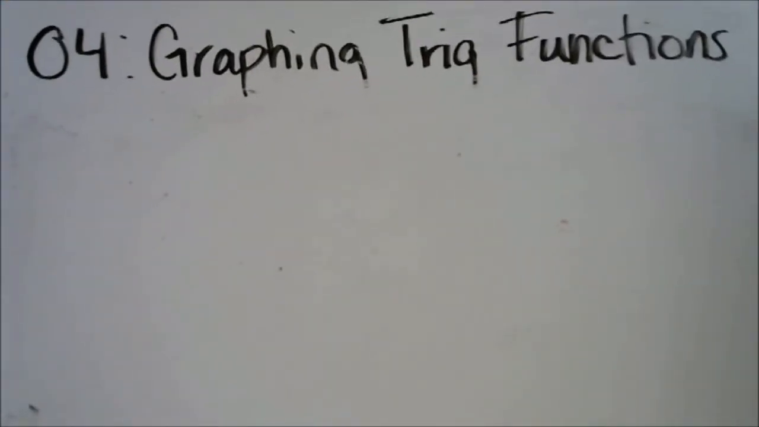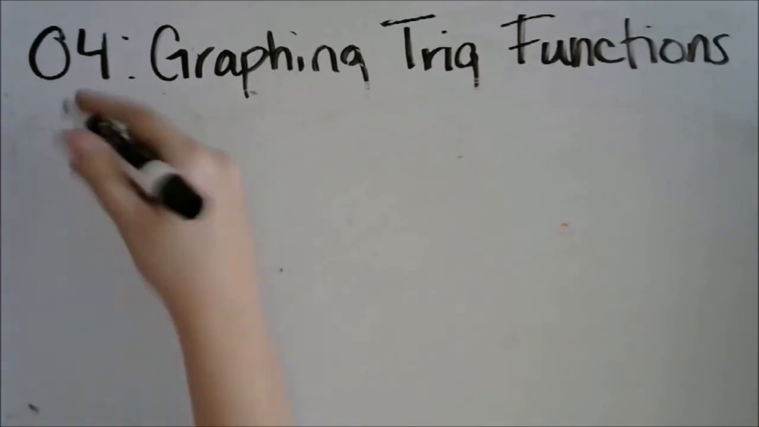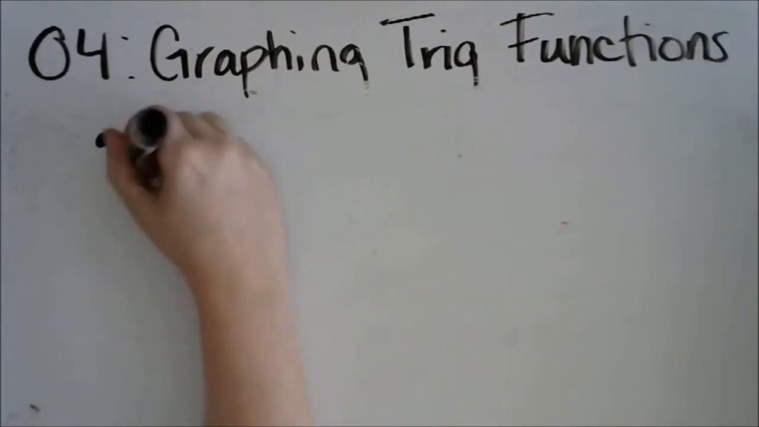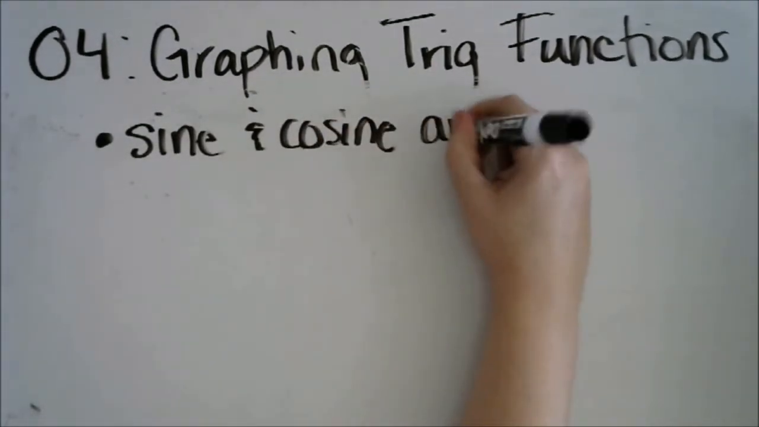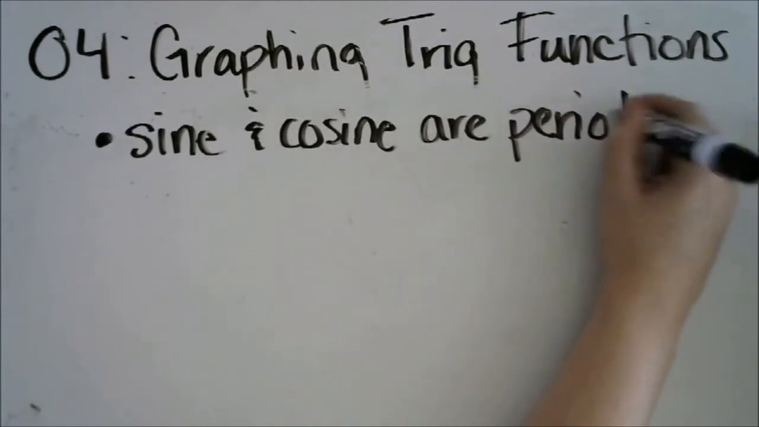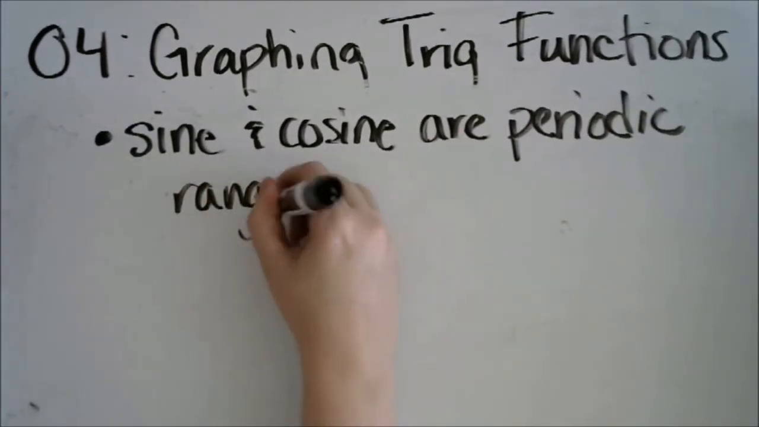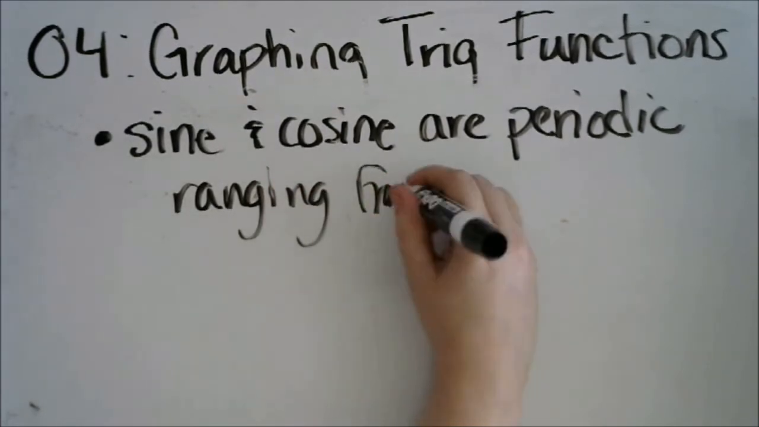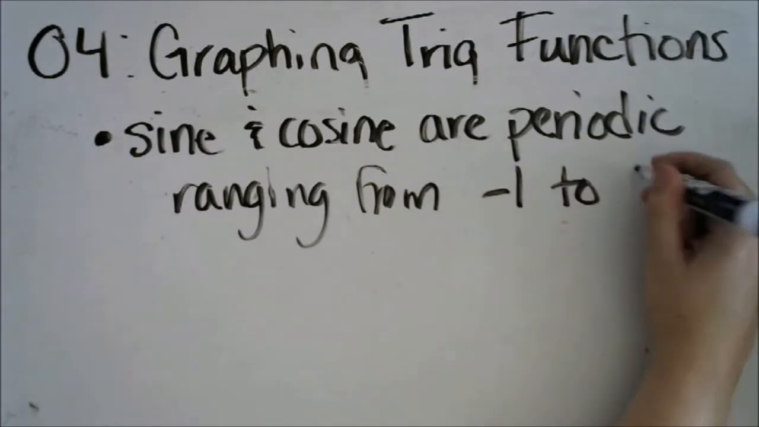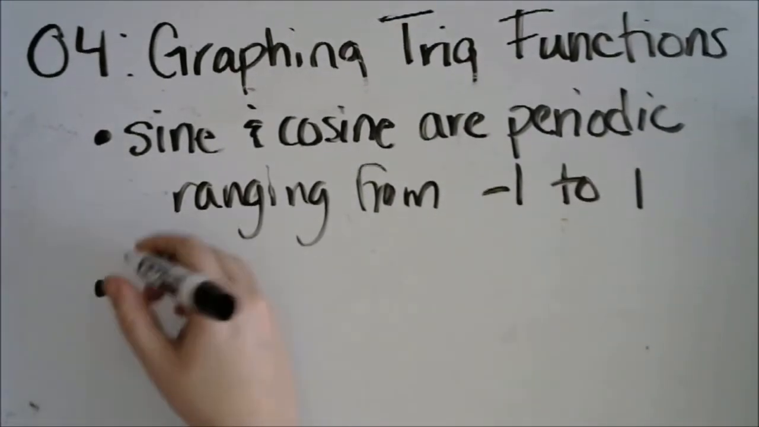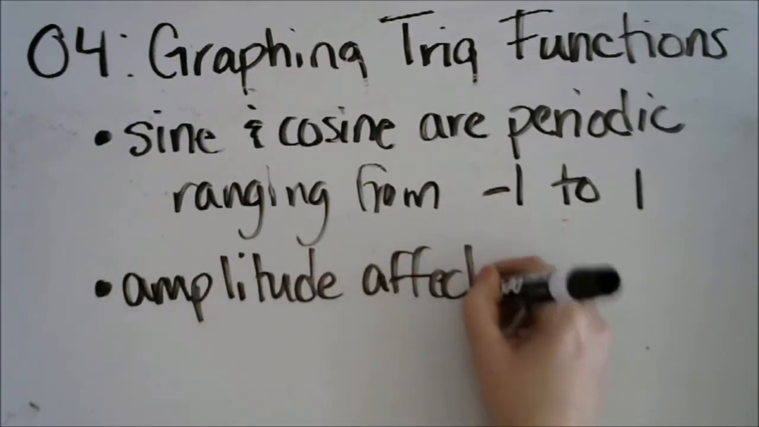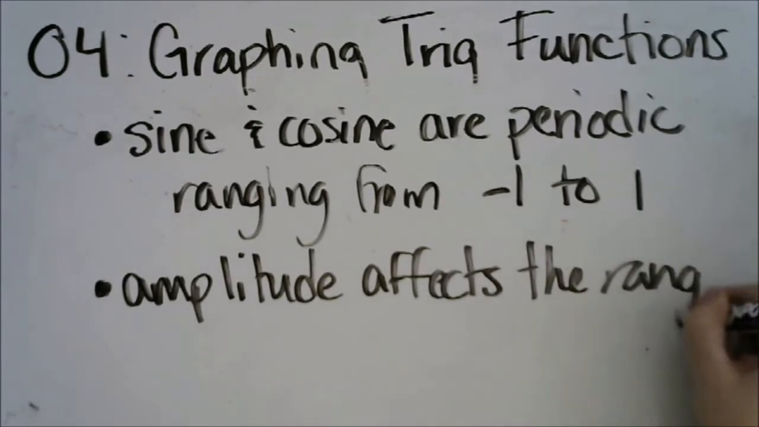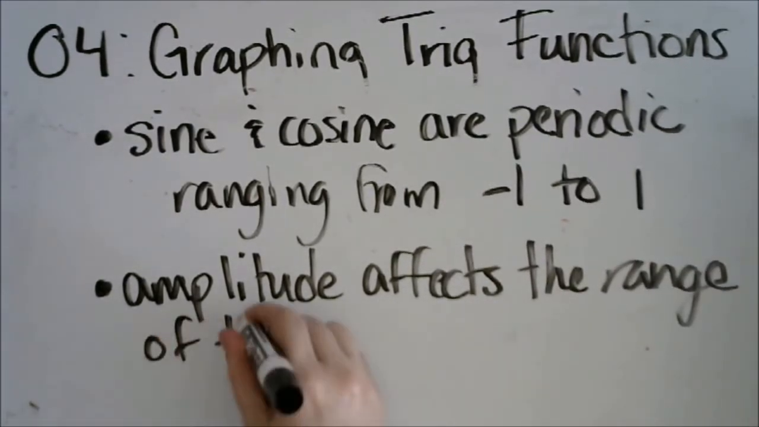Quick summary of what we learned in the first lesson for Objective 4, Graphing Trigonometric Functions. Sine and cosine are periodic functions ranging from -1 to 1. Amplitude affects the range of the function.